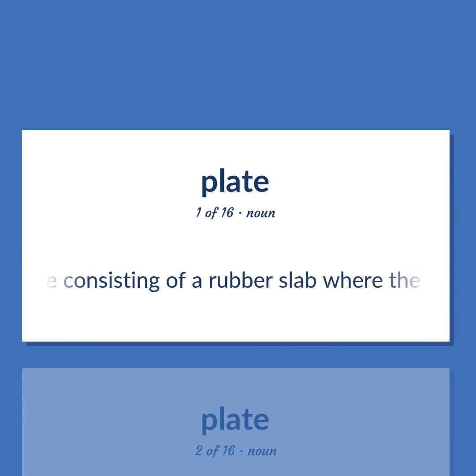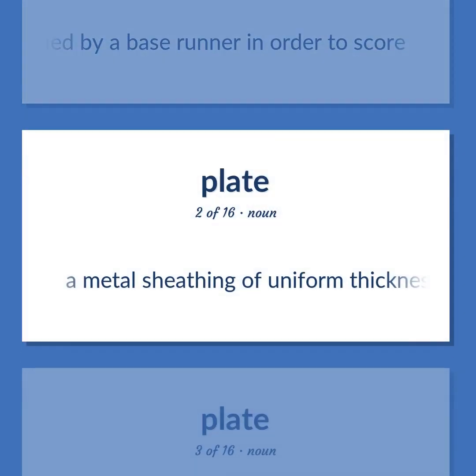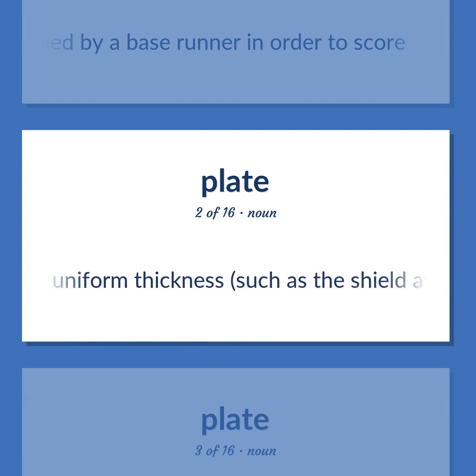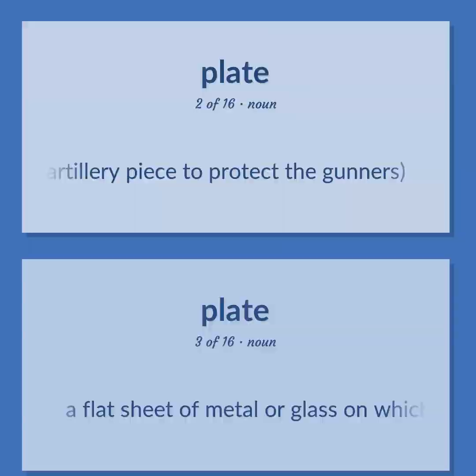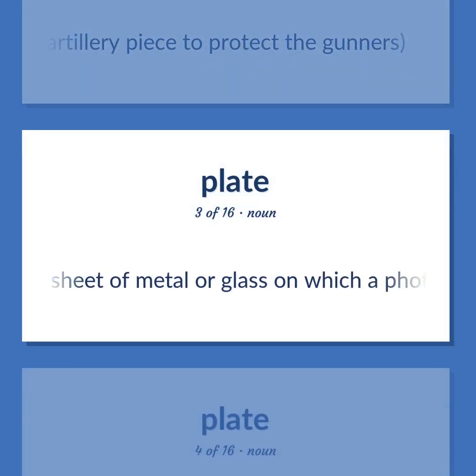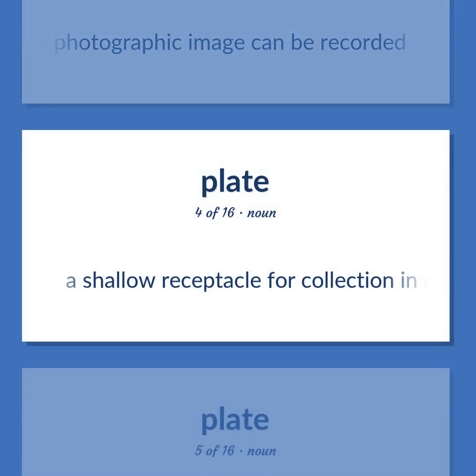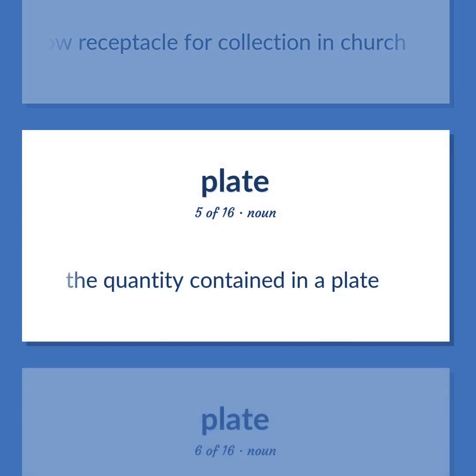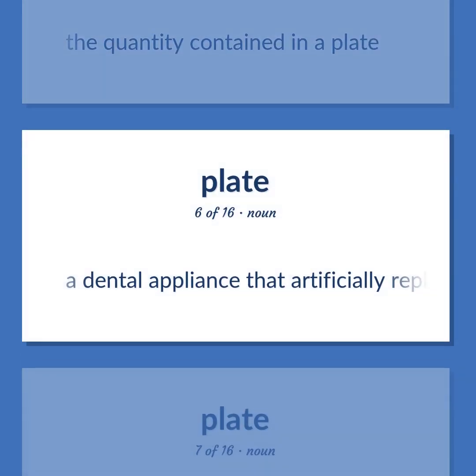Baseball. Base consisting of a rubber slab where the batter stands. It must be touched by a base runner in order to score. A metal sheathing of uniform thickness, such as the shield attached to an artillery piece to protect the gunners. A flat sheet of metal or glass on which a photographic image can be recorded. A shallow receptacle for collection in church. The quantity contained in a plate. A dental appliance that artificially replaces missing teeth.